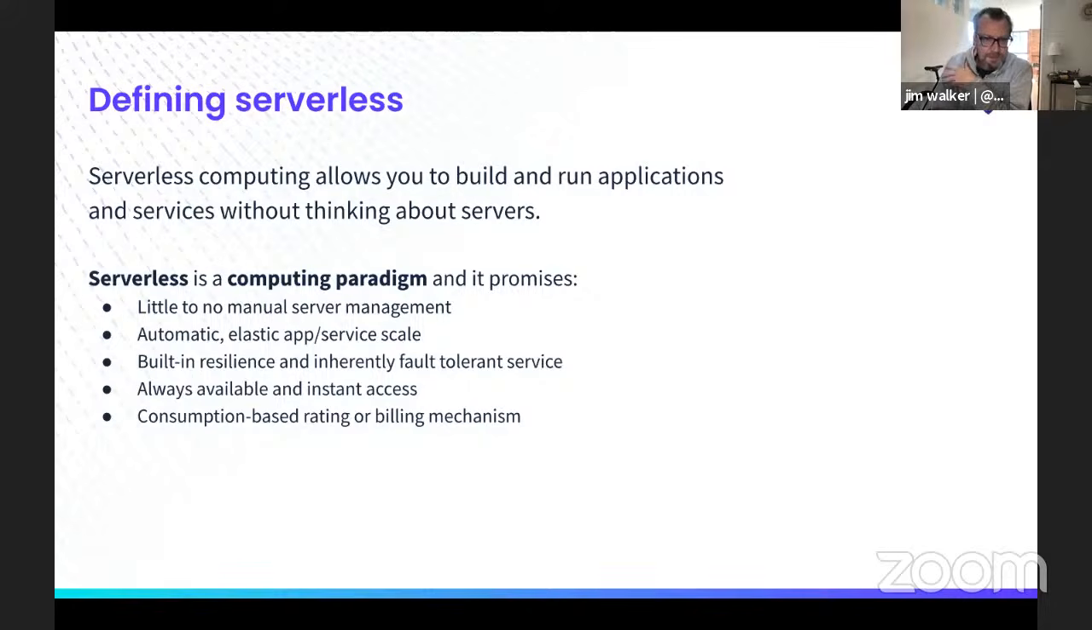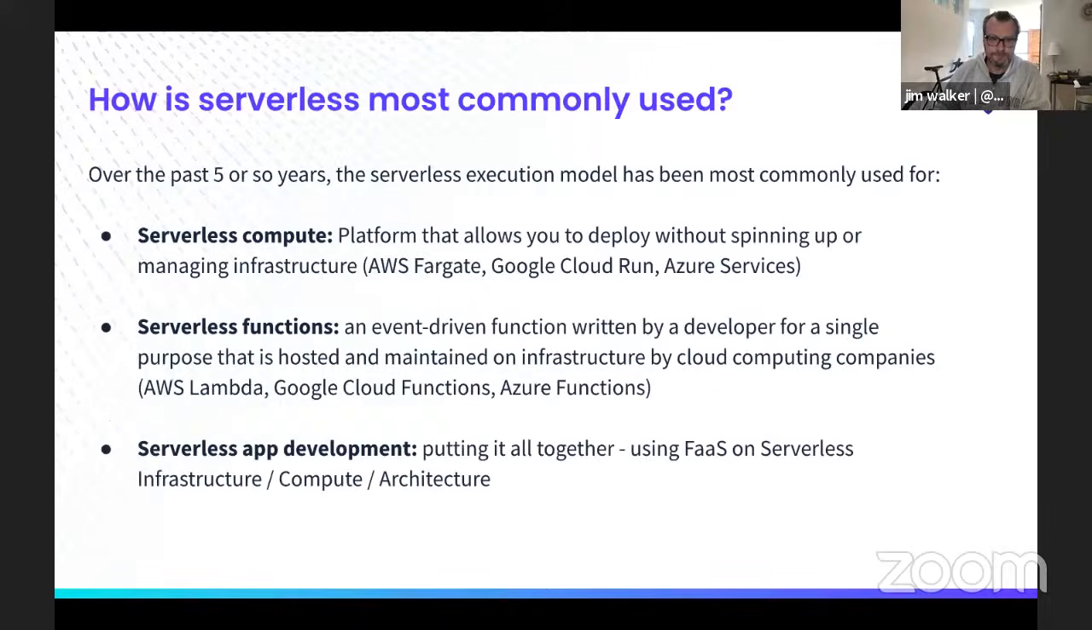And so the computing paradigm states little to no server management, automated elastic scale. It needs to be resilient, fault tolerant, always on and available. It needs to be instant; even if it lies dormant for a minute, it needs to come back very quickly. And ultimately, the thing I think is most interesting about serverless is the whole consumption-based model, only paying for what you use in the context of what you actually deploy. Over the past 5 years or so, this execution model has been used in a couple different ways.